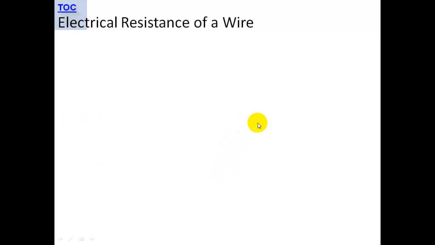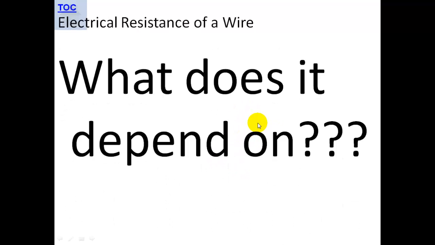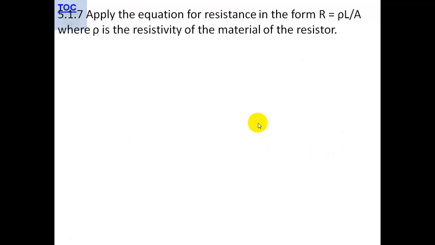The electrical resistance of a wire. What does this depend on? It depends on basically two factors: the length and the cross-sectional area, and the type of metal it's made of. So we have to be able to apply this equation. The resistance is equal to rho, which is the resistivity, how resistive that material is, times the length, divided by the area.